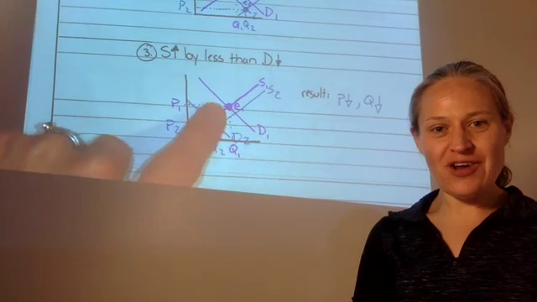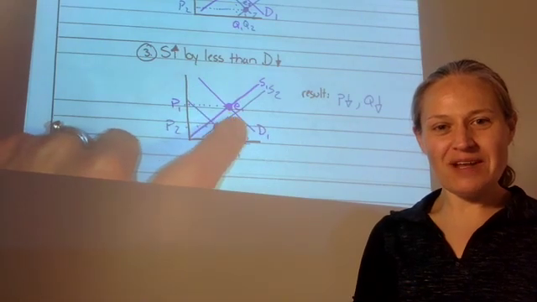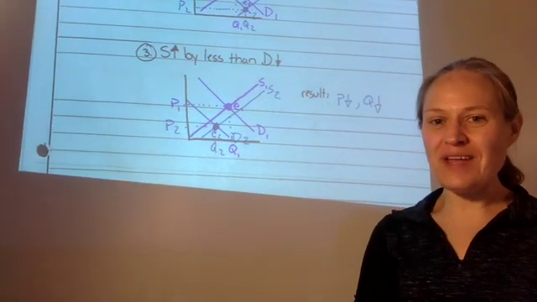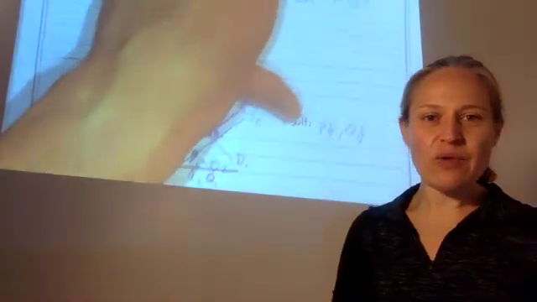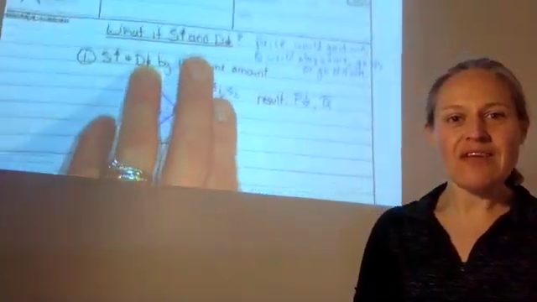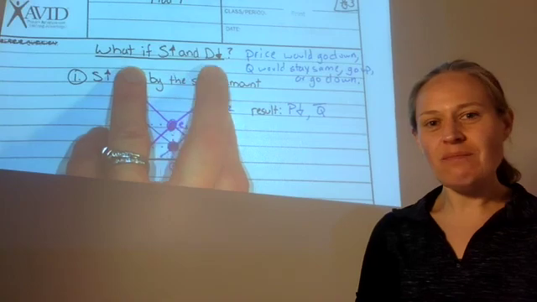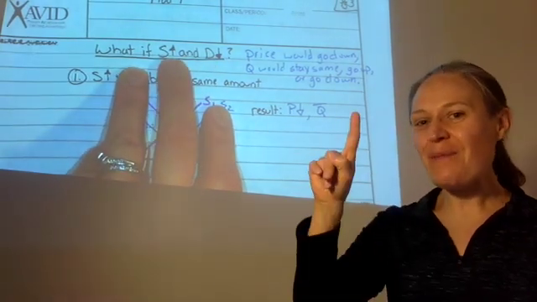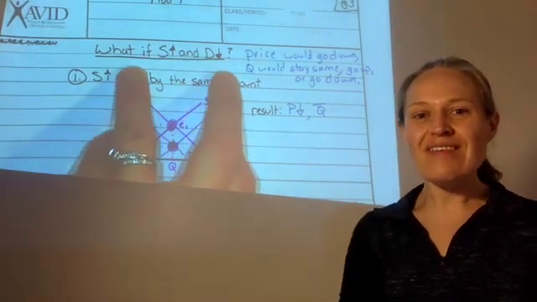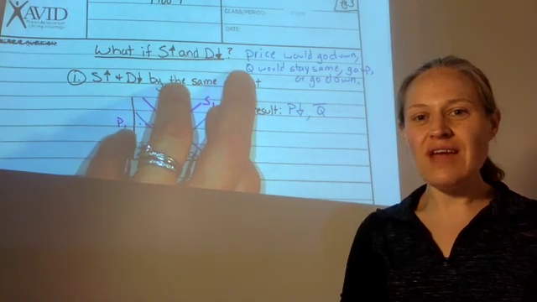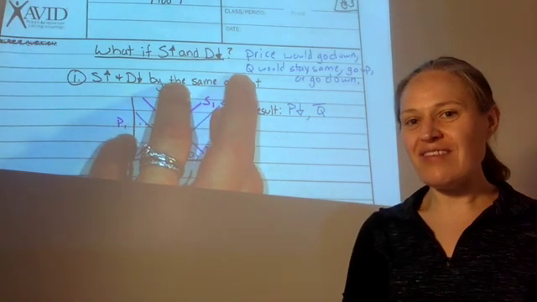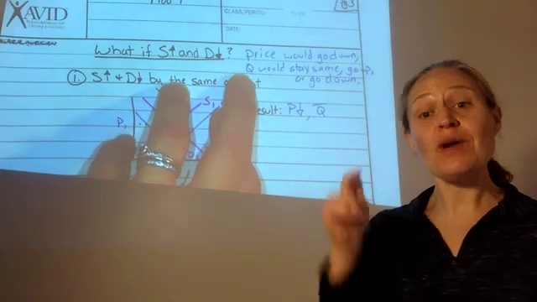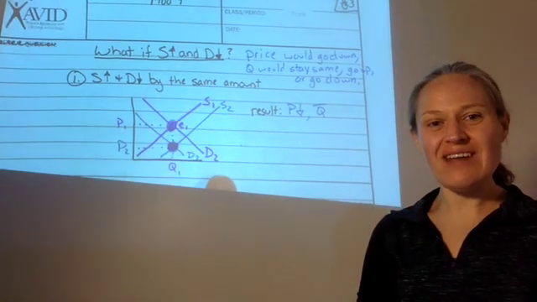Notice my supply curve is going up just a little and my demand curve is going down by quite a bit. And so if we go back up to the top, we'll see what happens if supply goes up and demand goes down. We see that the result is that the price would go down, quantity would stay the same, go up, or go down. So the price did go down in each one of these scenarios.